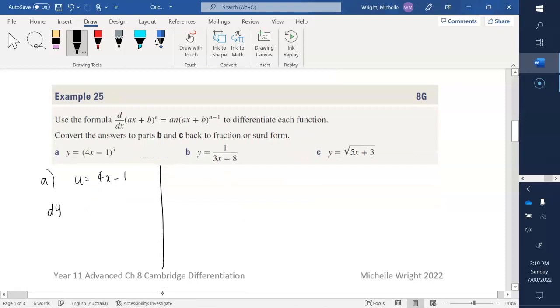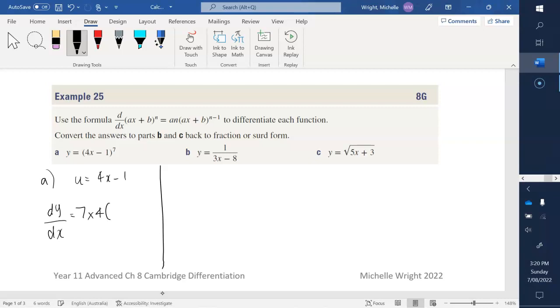So I'm going to say dy dx is going to be equal to, 7 comes down the front, and it's going to be times by the differentiation of what's in that bracket, which is 4. So it's going to be 7 times 4. Then my bracket stays the same and I take 1 off the power. Okay, so what's that? 7 ones are 7, 7 twos are 14, 7 fours are 28. 28 times 4x minus 1 to the 6.